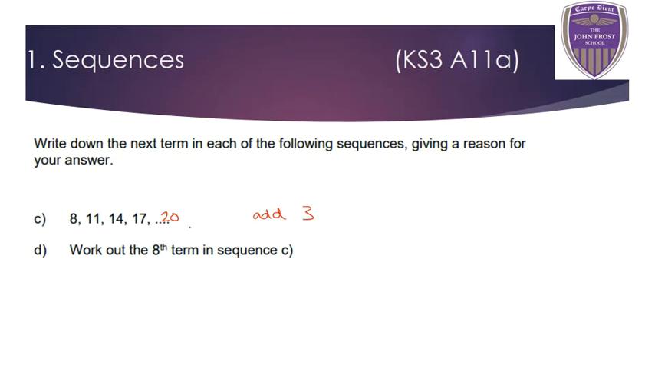Then question D says work out the 8th term in the sequence. The 8th term just means the 8th number. So this is the first term, this is the second term, the third term, the fourth term, the 5th term, and so on. Because we know it's going up by 3, the 6th would be 23, the 7th would be 26, so the 8th term should be 29. It's 3 more terms after this one, and each term goes up by 3. So 3 3s are 9, so just add 9 onto the 20. It's definitely 29. So that's the first section.